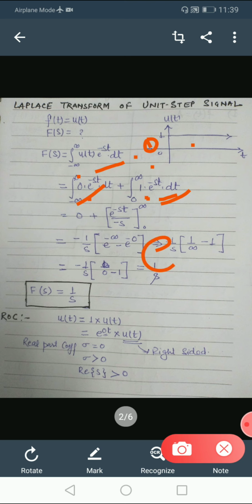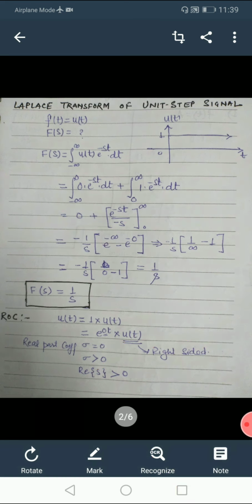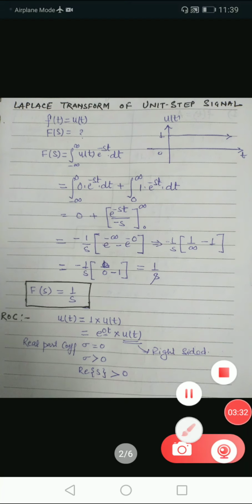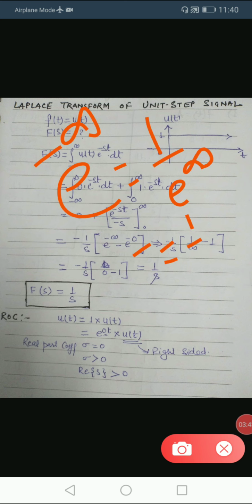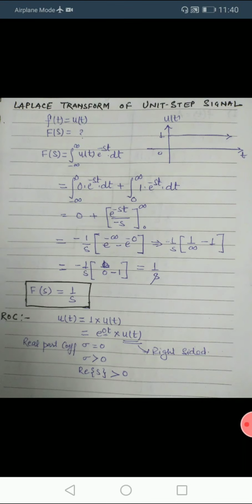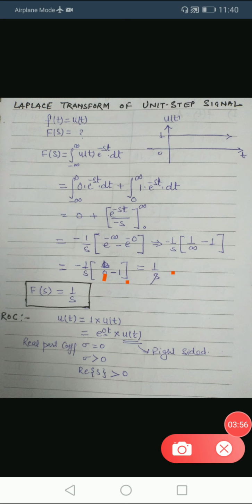The integration of e to the power minus st is e to the power minus st upon minus s. Therefore we put the lower limit and upper limit, e to the power minus infinity minus e to the power 0. E to the power minus infinity is equal to 1 upon e to the power infinity, which is 1 upon infinity, equal to 0. Therefore this part becomes 0, and e to the power 0 is always 1, and minus minus plus 1 by s. F(s) is equal to 1 by s.